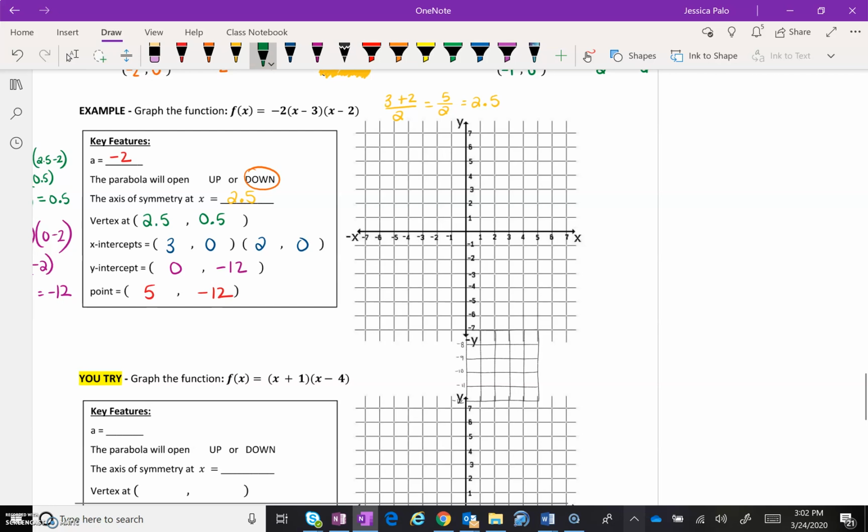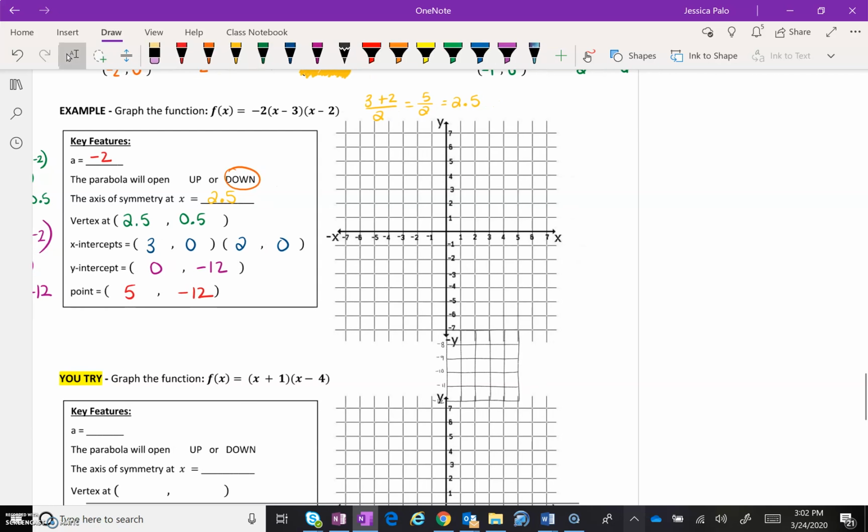Alright, so let's plot some points. Starting with the vertex, we are going to do 2 and a half and half. So that'll be about right there. Then we have our x-intercepts, 3 and 2. So there's x is 2 and x is 3. This is a teeny tiny parabola. Then we have our y-intercept of negative 12. 0, negative 12, which would make our other point at 5, negative 12.